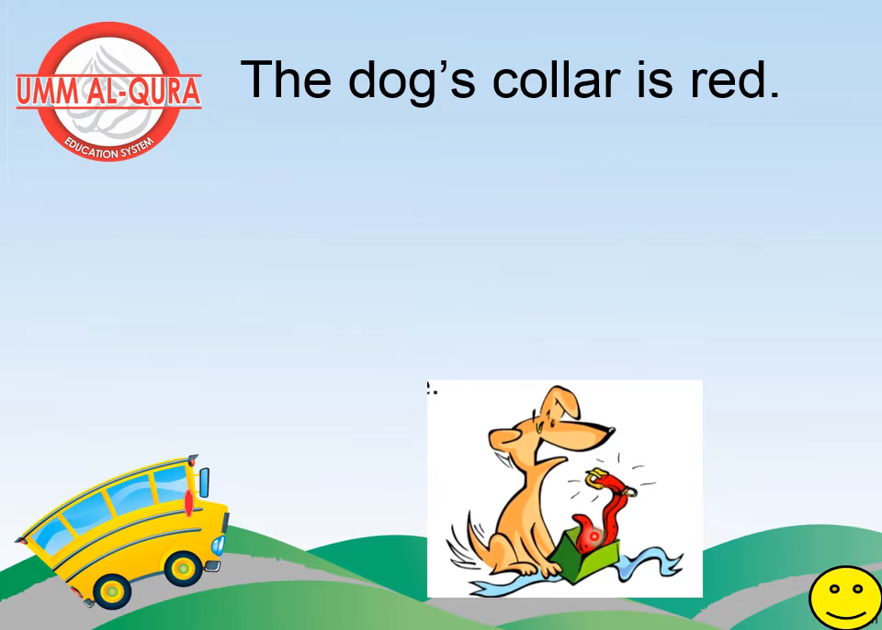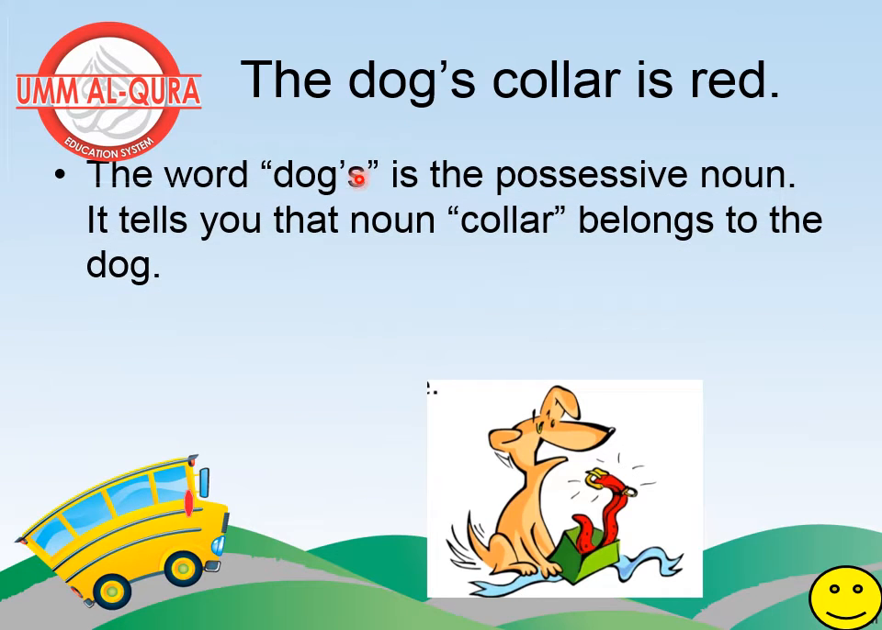Can you see in the picture what it is? It's a collar, which is used for dogs. The dog's collar is red. What is the color of the dog's collar? It's red, as you can see in the picture. But I have used something over here. What is that? I'll tell you more. The word dog's is the possessive noun. Whose collar are we talking about? The dog's collar we are talking about. It tells you that the noun collar belongs to the dog. Collar is also a noun, but it belongs to another noun, which is a dog.